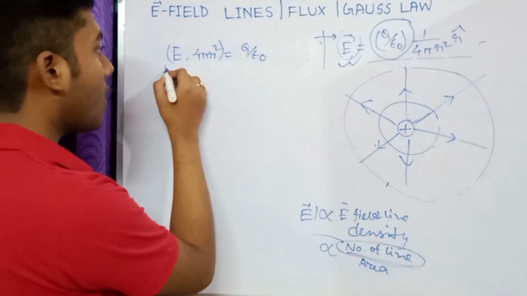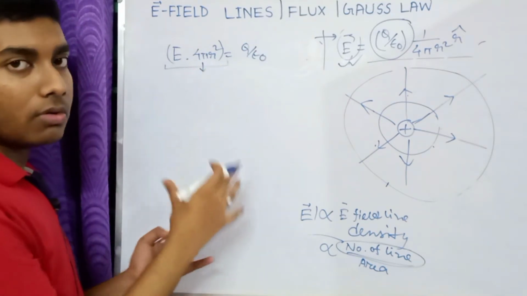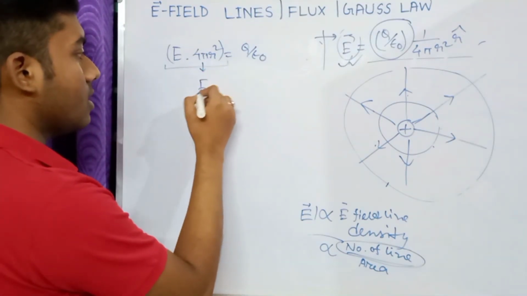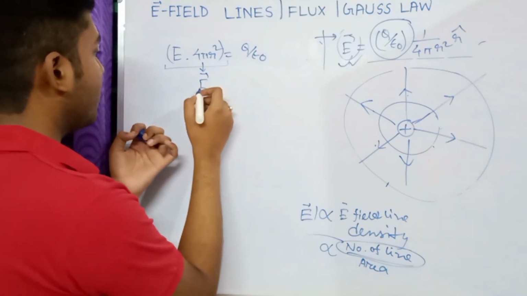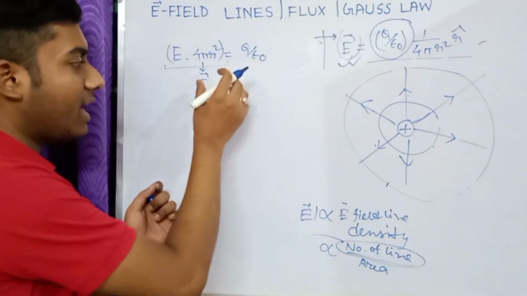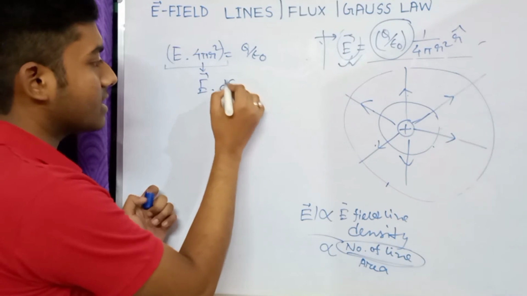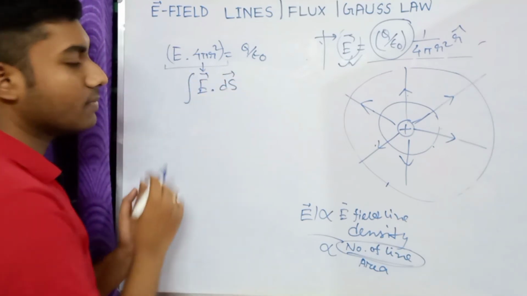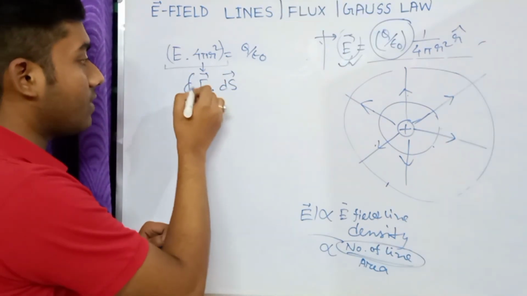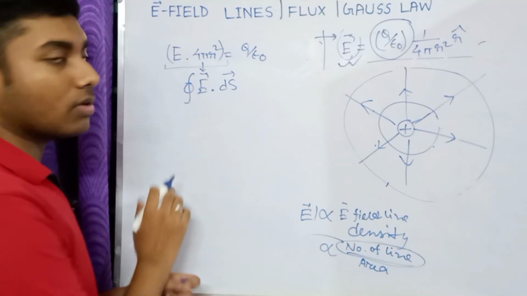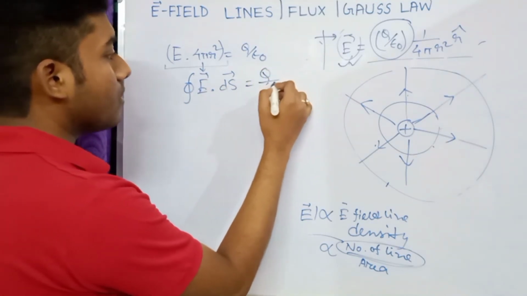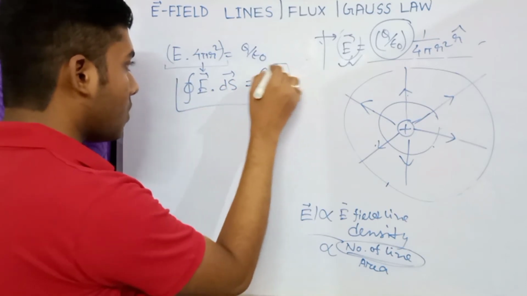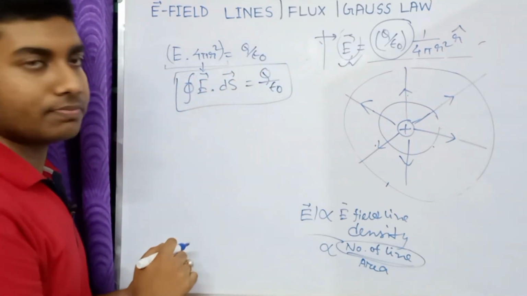Okay, and we all know what this quantity is. This quantity is known as the electric flux. In the form of vector calculus we can also write this as the integral of E dot ds over a closed surface, so this will be our closed surface. This will be equal to q by epsilon 0, and this is our so-called Gauss theorem, or Gauss law.